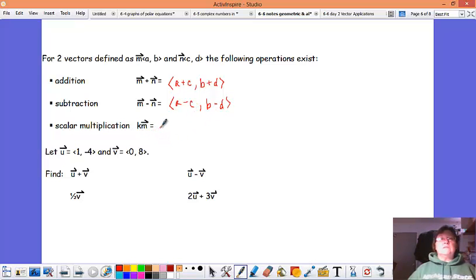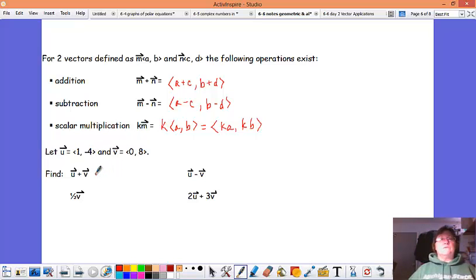Scalar multiplication is also defined, so if I'm going to multiply vector M by this K, then what I'm multiplying is A and B, so I am going to have an end result of KA, KB. Adding, subtracting, multiplying are all supported with vectors. Now we have some example problems.